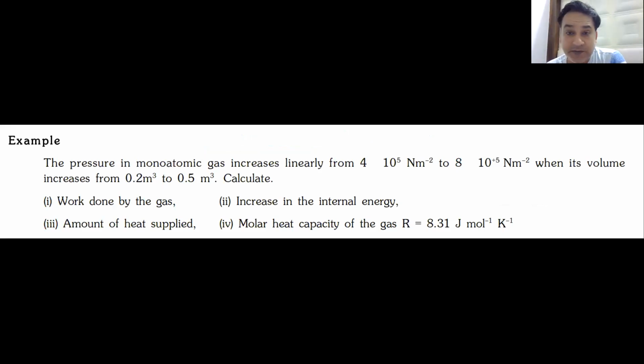So this is an example. The pressure in a monatomic gas increases linearly.